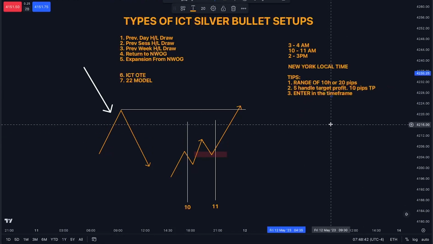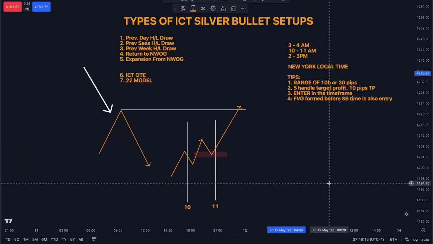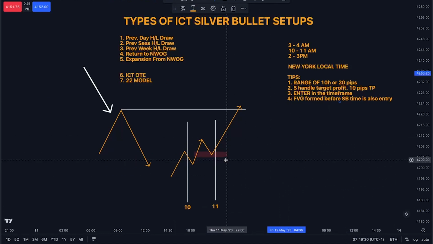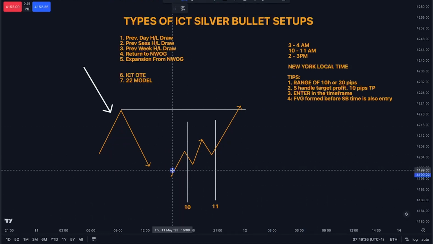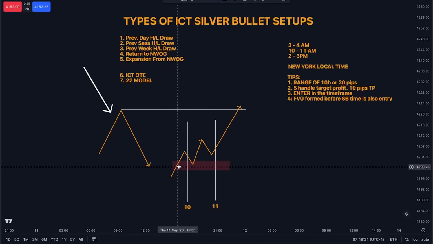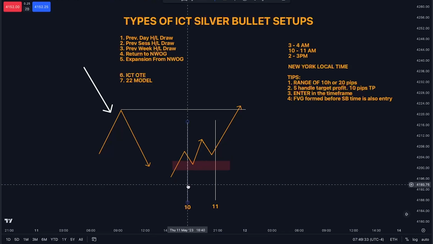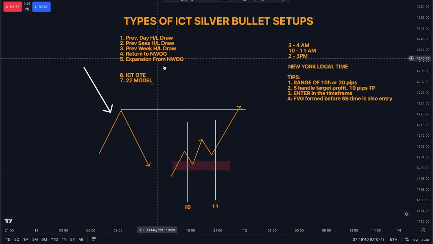Now, another tip. You can enter on a fair value gap that was formed before the 10 to 11. So a fair value gap formed before silver bullet time is also an entry. That means this: we have 10 to 11, the silver bullet time, and we have this fair value gap right here. Okay? And this fair value gap was formed before 10 a.m. So this is our entry, and our target is again some draw on liquidity.